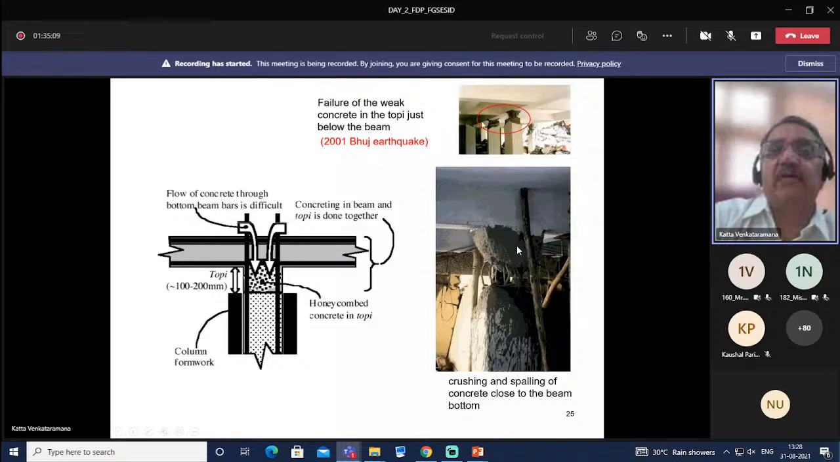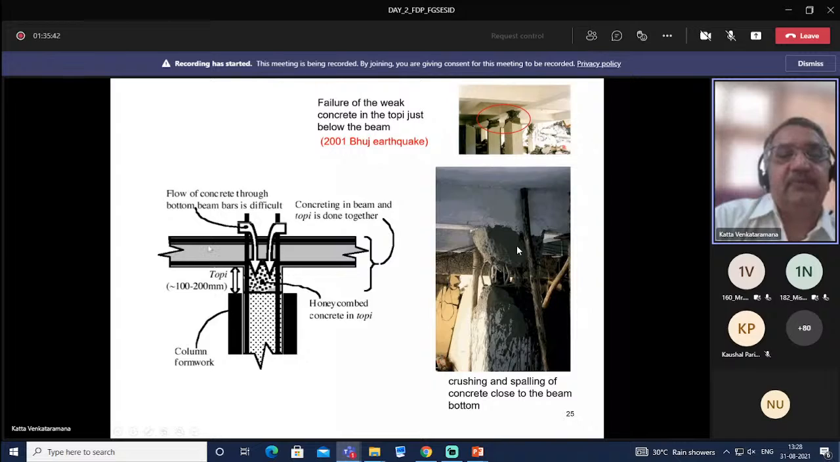Failure of the weak concrete in the topi portion just below the beam. If you look at the schematic diagram here, when we do the concreting, we do the concreting for the column here, and then the top portion of the column and these beams we do together. This portion, 10 to 20 centimeters or 100 to 200 mm, we call this topi. Concreting in the beam and the topi is done together.